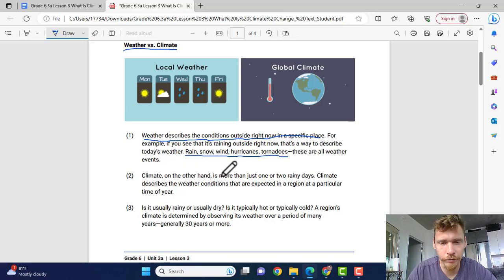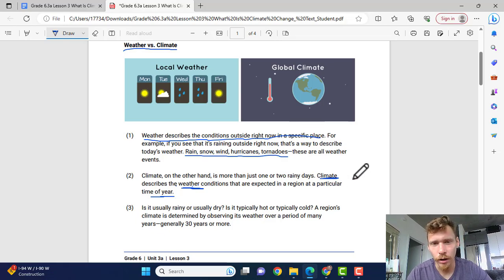Climate, on the other hand, is more than just one or two rainy days. Climate describes the weather conditions that are expected in a region at a particular time of year. So I'm seeing climate right here, and I notice that the word weather is here, so maybe they're similar. But I notice that it's saying year right here, time of year, and then up here it says right now, the conditions right now. So that's how I know that they're different. Climate is talking about the weather over a time of year, and weather is talking about what's happening right now.